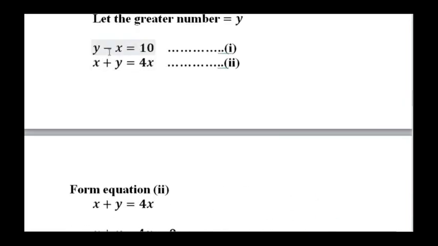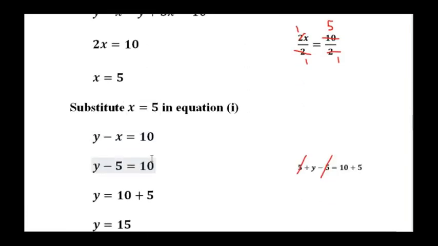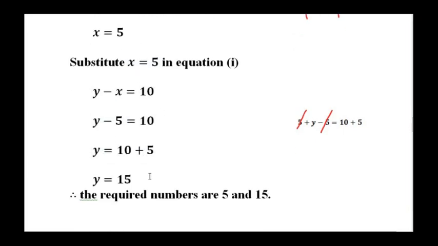Our first equation, y minus x equals 10, becomes y minus 5 equals 10, because we have found the value of x, which is 5. So this equation becomes y equals 10 plus 5 because we want to find y.